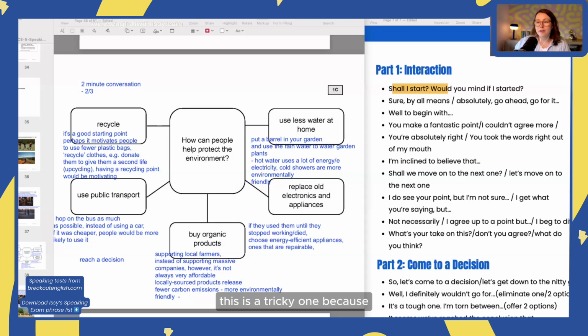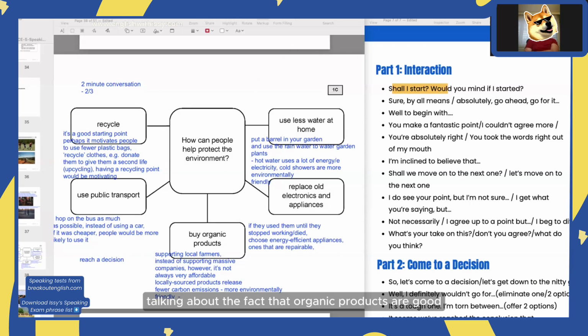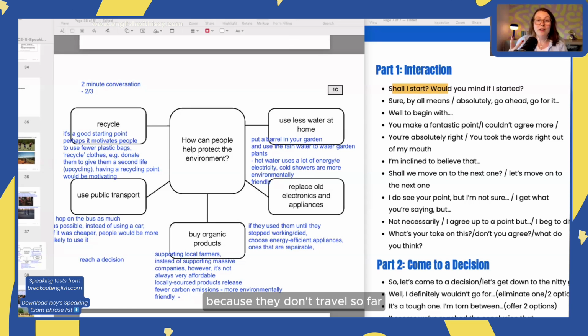This is a tricky one because it's always good to talk about your personal life because it sounds very natural, like if you're talking about the fact that organic products are good because they don't travel so far. In the end, Michaela, you gave some very good vocabulary. You talked about free-range eggs. You said fruit, veg, and meat is often imported from, I think you said, the south of Europe or even from Africa. So those were really good points that you were putting across.